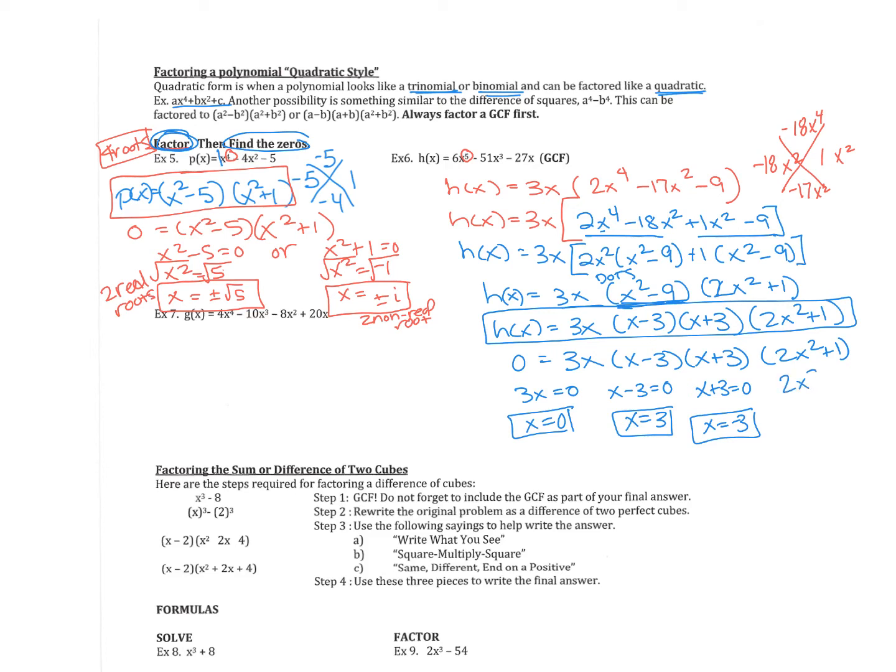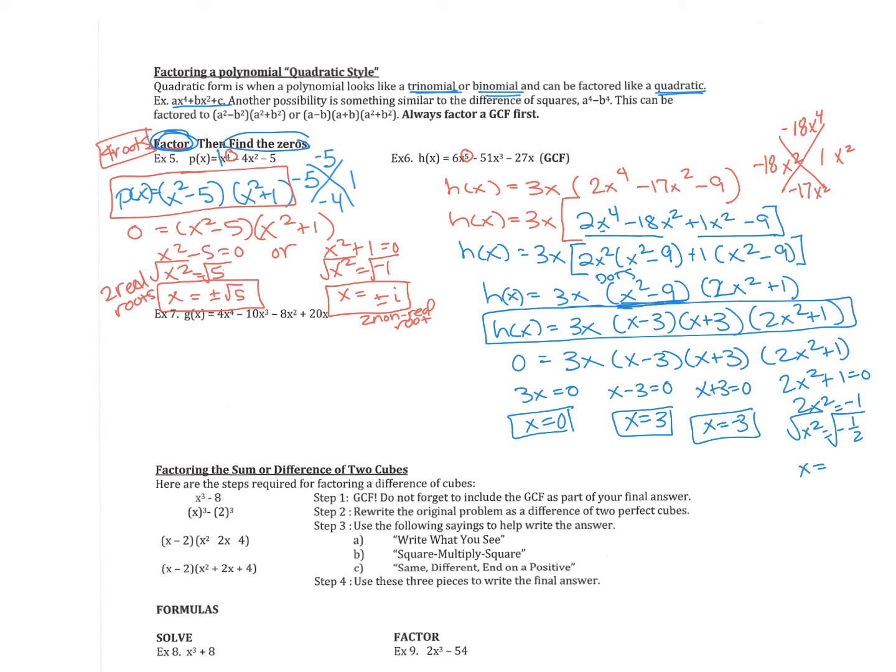And so now I have my 2x squared plus 1 equal to 0. I'm going to subtract 1 over. 2x squared equals negative 1. Divide both sides by 2. x squared equals negative 1/2. And now I'm going to take the square root of both sides. And this means that x would be the square root of my negative 1/2.